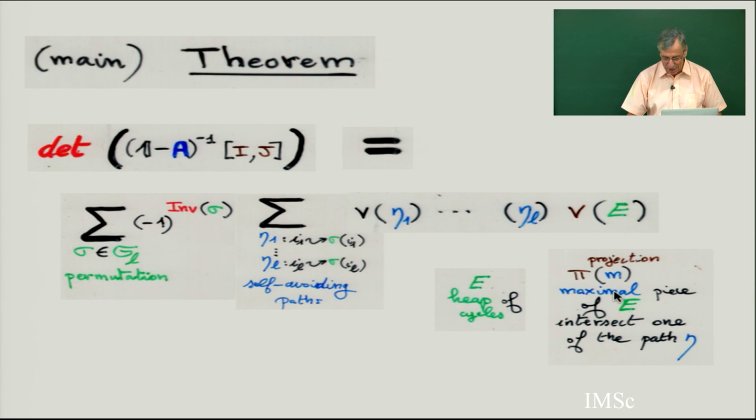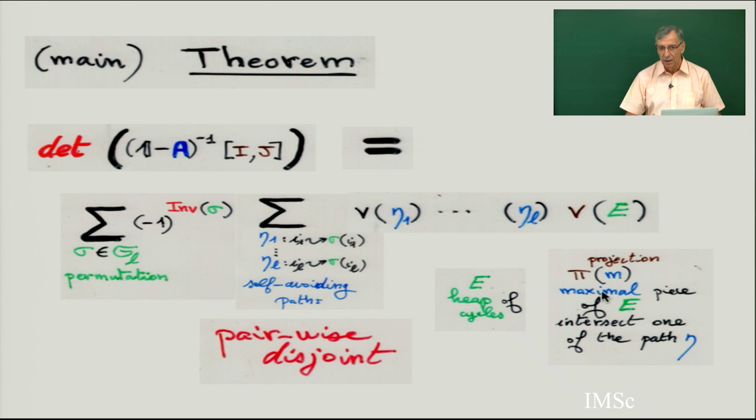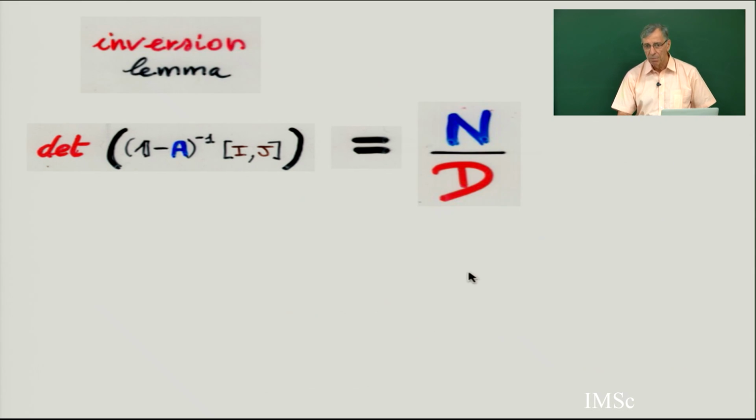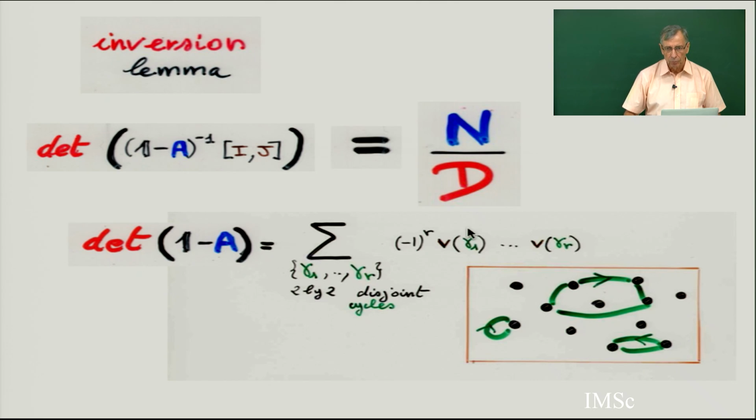So now from this main theorem, you can deduce Jacobi identity, Jacobi duality. Just apply the inversion lemma, n over d, because you have a heaps of cycle with some condition on the maximal piece. The projection of a maximal piece must intersect this blue path. So we know that the denominator is a trivial heaps of cycle, which means the determinant of 1 minus a. We have already seen this many times.